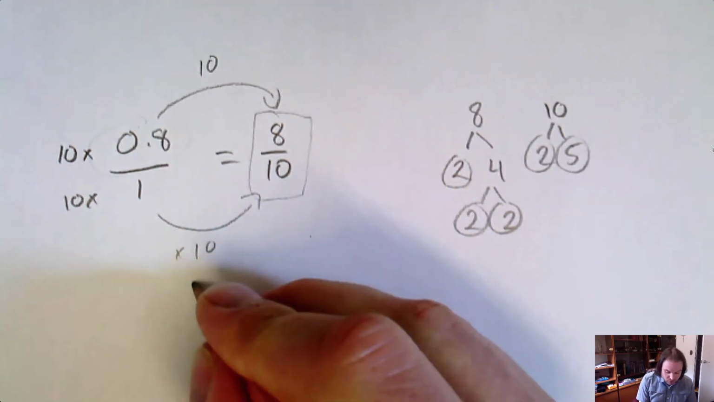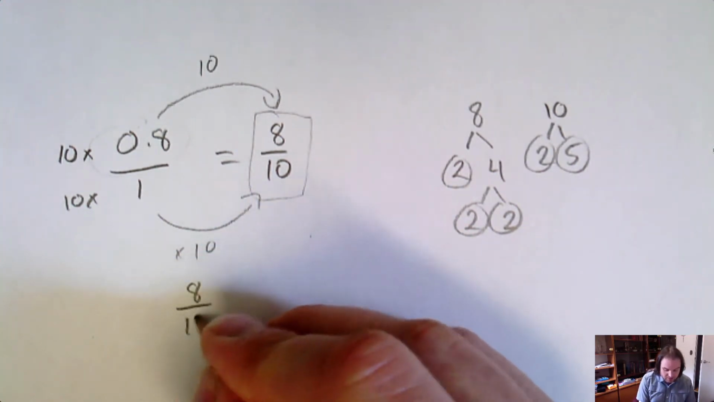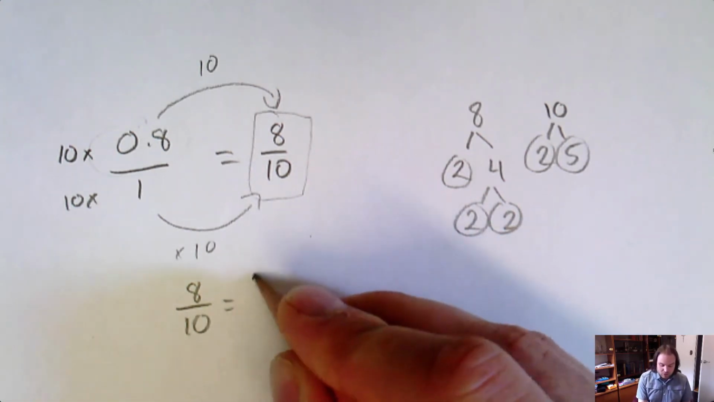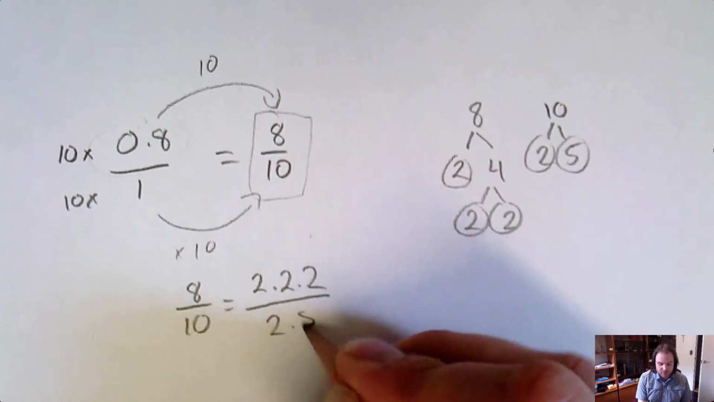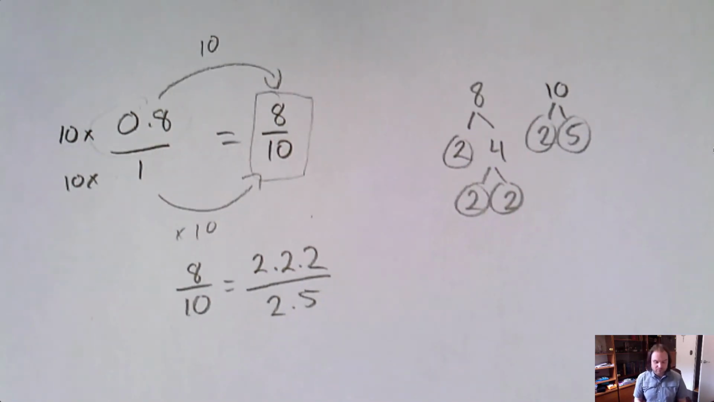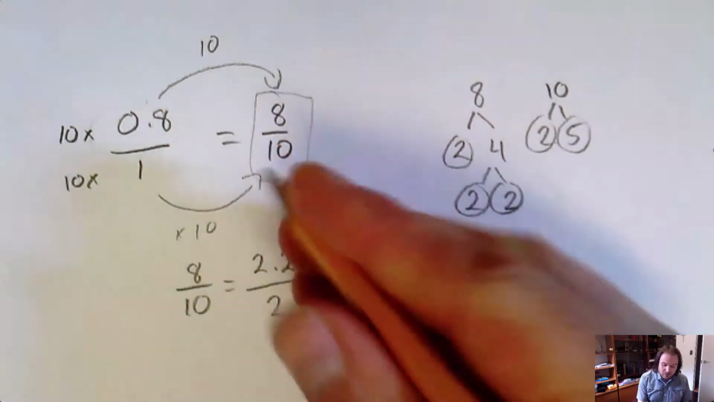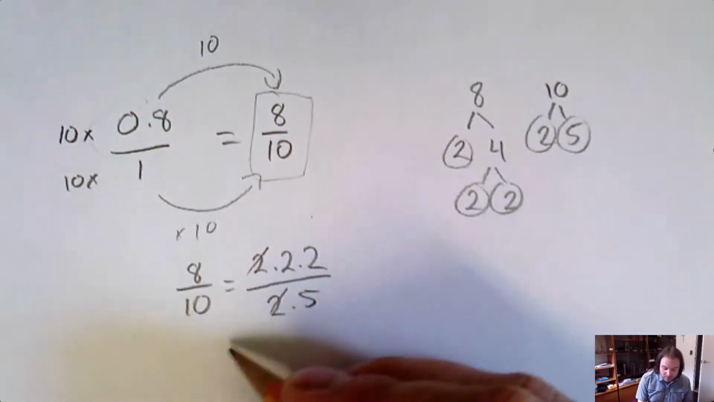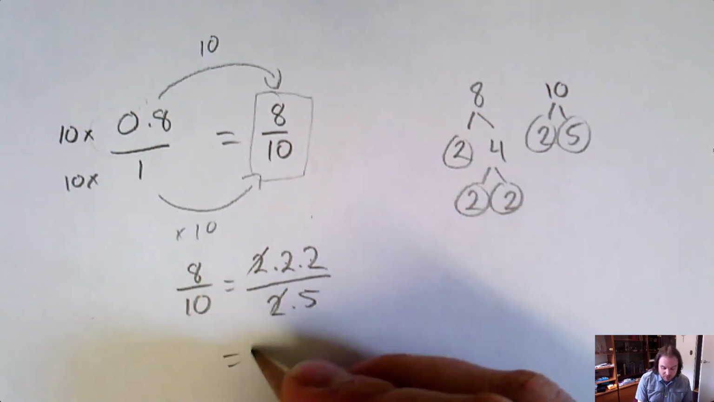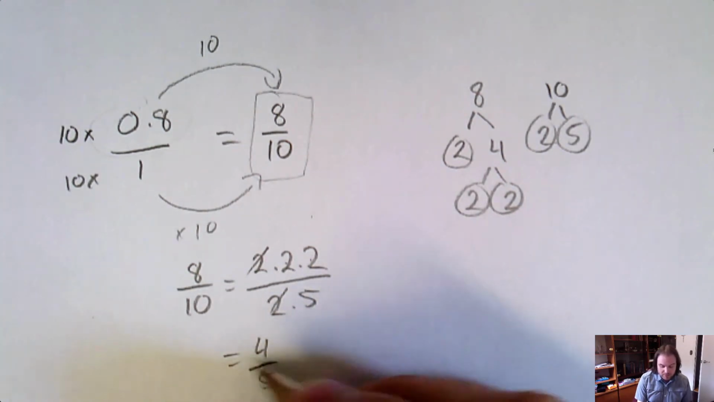So in other words, we have 8 over 10 is equal to 2 times 2 times 2 divided by 2 times 5. Which means 2 divided by 2 is 1. So then I'm left with 2 times 2 is 4 divided by 5. 4 over 5 is my answer.